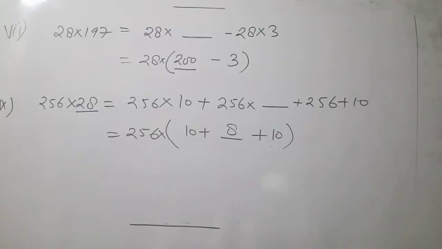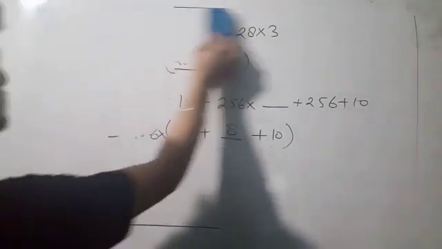So move to question number 2. Find the product by suitable arrangement. This is your duty, to find the solution of this question. Question number 2 you have to do in your rough copy. Move to question number 3.